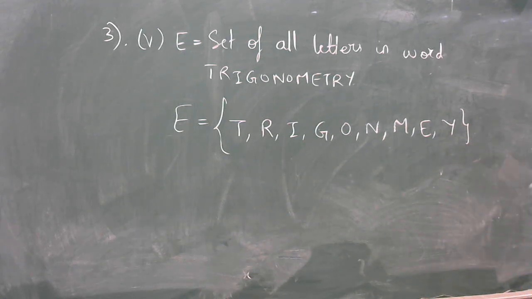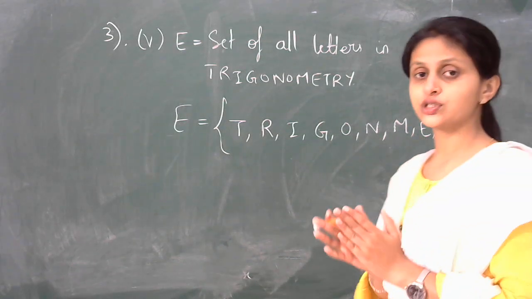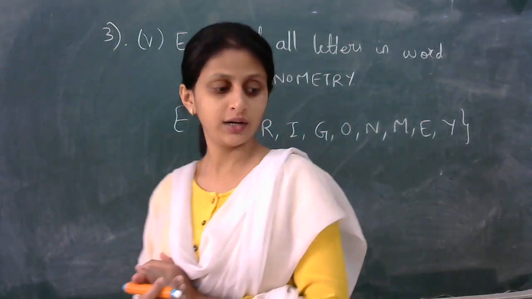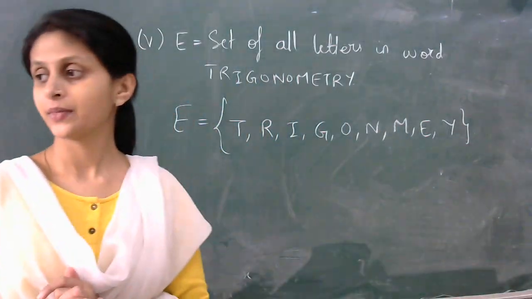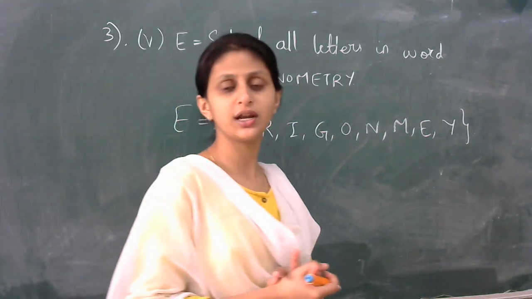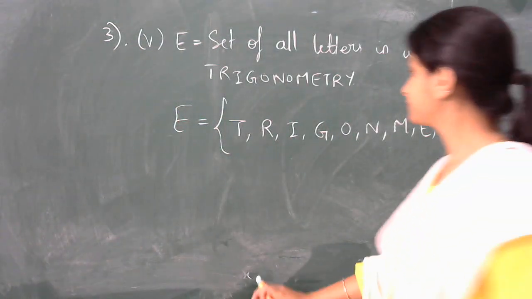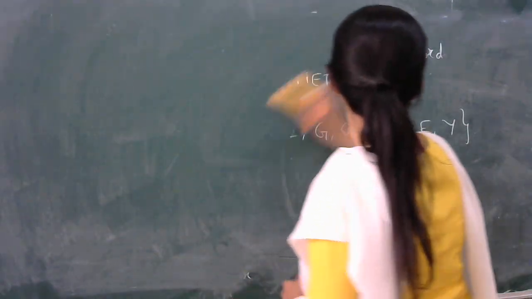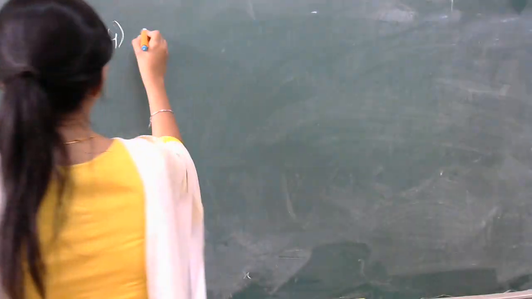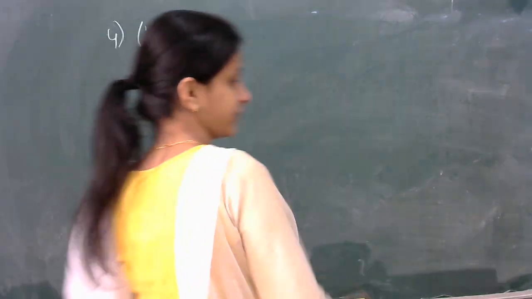Right students, it is very easy. We have to write those sets in roster form. The remaining I want you all to do. If you have any doubts, we will clear them in our next class. Next, the fourth one. Write the following sets in set builder form.